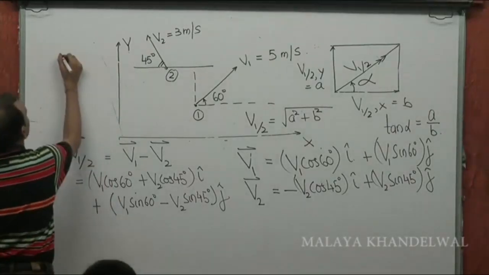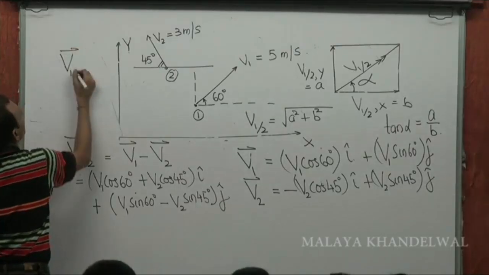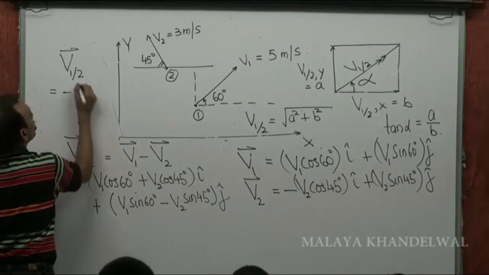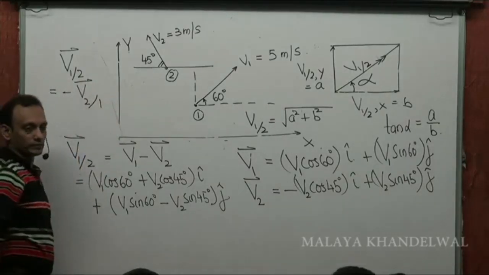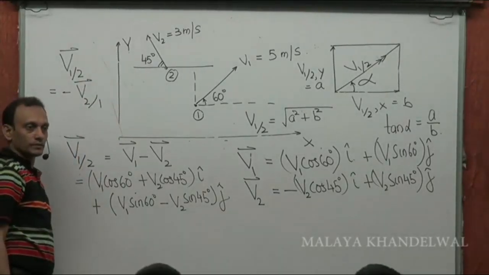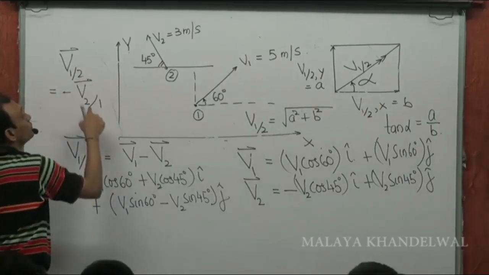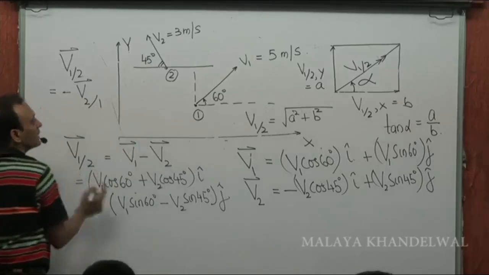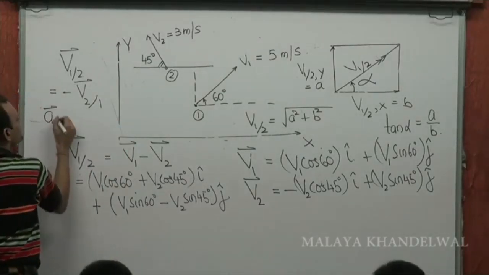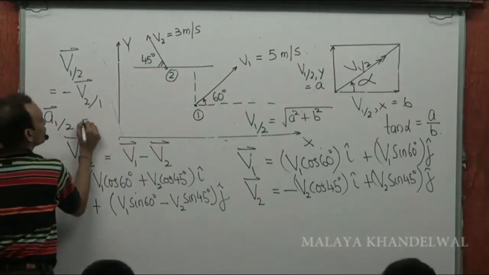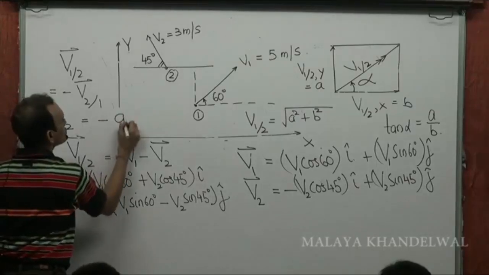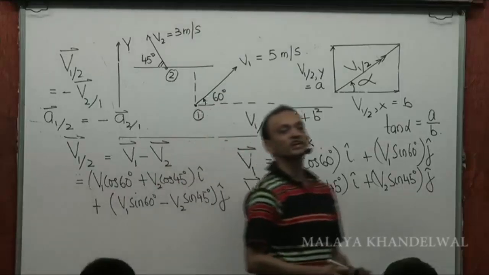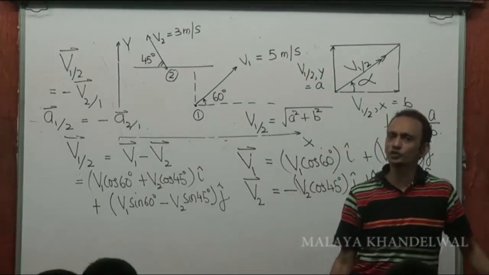One thing that you can easily see, velocity in all senses of the word, velocity of 1 with respect to 2 would always be minus of velocity of 2 with respect to 1. Always. Because this would be v1 minus v2, this would be v2 minus v1, and they are negatives of each other. And similarly, same thing for acceleration. Acceleration of 1 with respect to 2 will always be minus acceleration of 2 with respect to 1. Yes or no? No confusion, pretty simple, right?